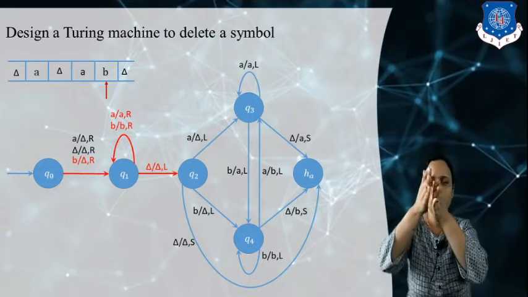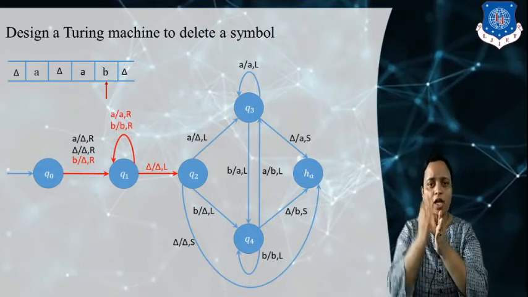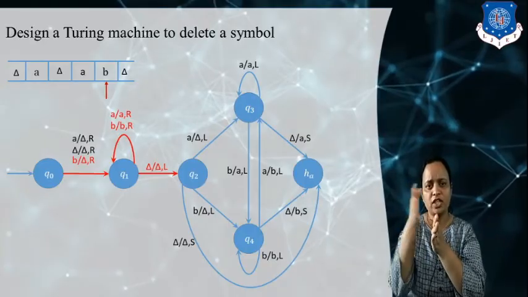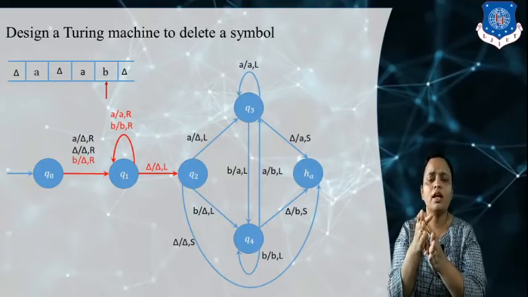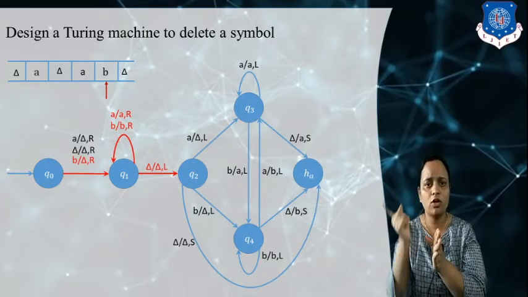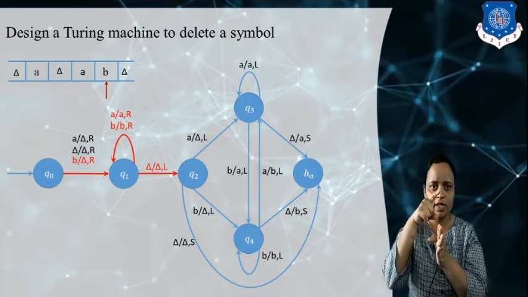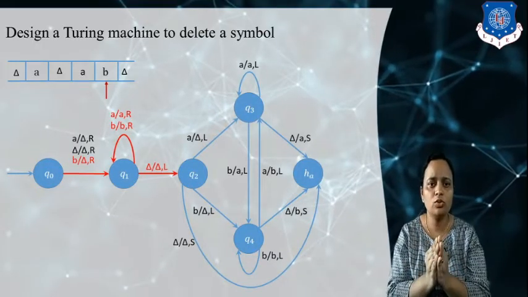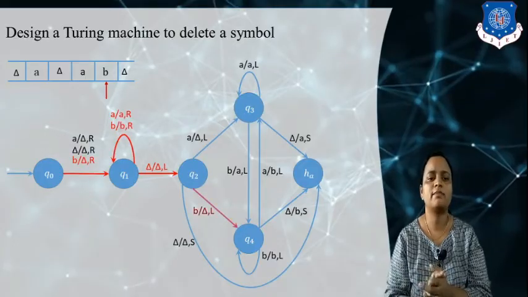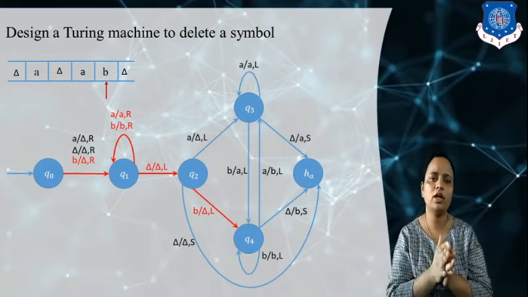Now what we are going to do? So we are at Q2 state. Now in place of B, which symbol is replaced by the small b? It is always delta. The last character for this input string is replaced by delta. So here at Q2 state, b is replaced by a delta and moved to the left direction.